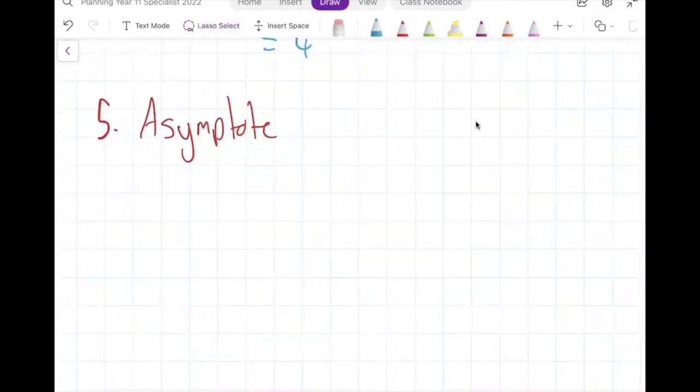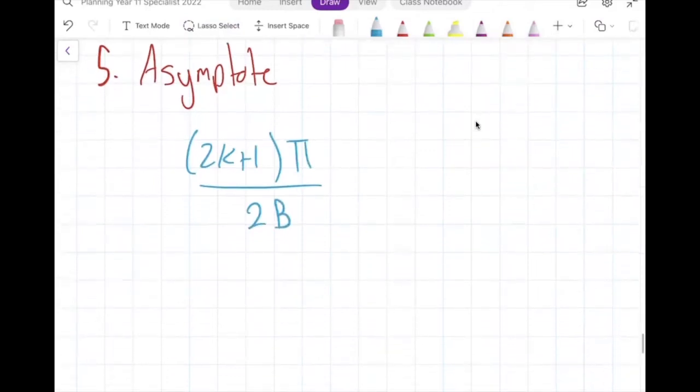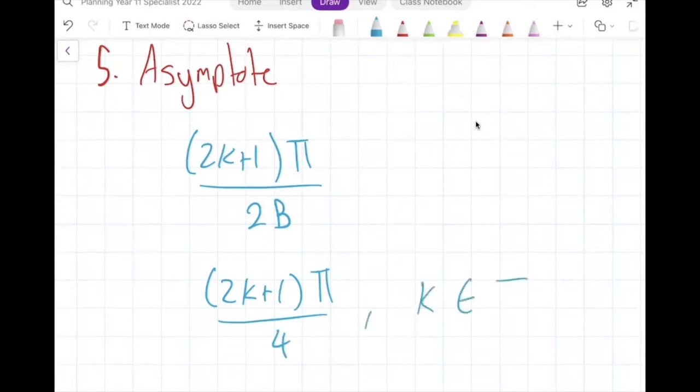The way that we can do it for more complex functions is this idea. It is 2k plus 1 multiplied by pi all over 2 times b. In this case, my period is going to be b, which gives 2k plus 1 pi over 4. Now, what this k value here represents, we say this k is an integer. So k is going to be some integer, some whole number. And essentially, we can just put points in to test. That's going to give us where we have asymptotes.